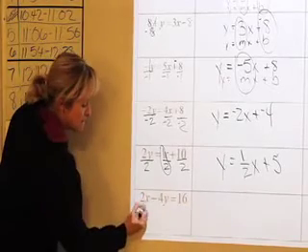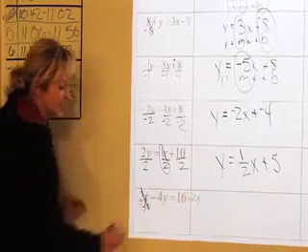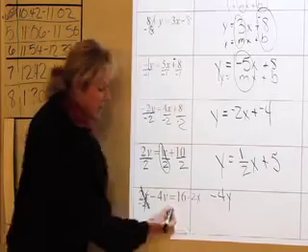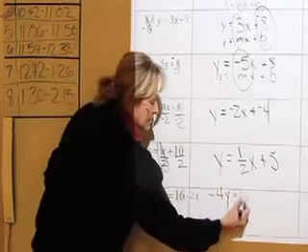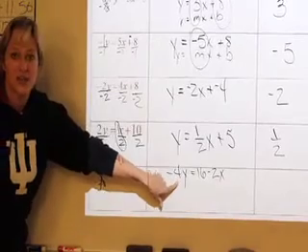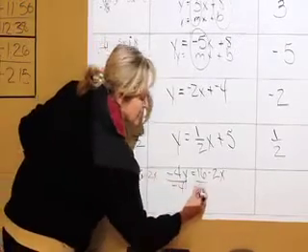You will do a minus 2x, minus 2x. So now your equation is negative 4y equals 16 minus 2x. I have to eliminate the coefficient of negative 4. How do I get rid of the negative 4? Divide by negative 4.